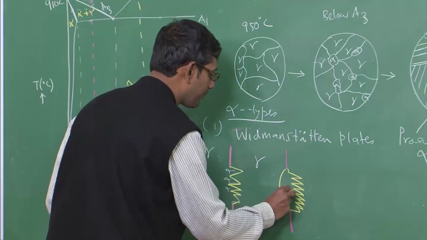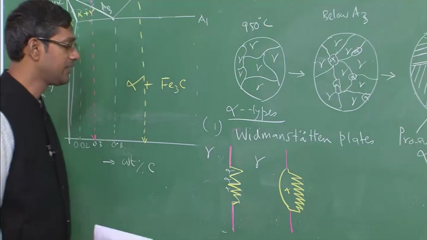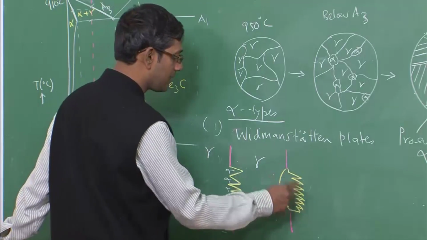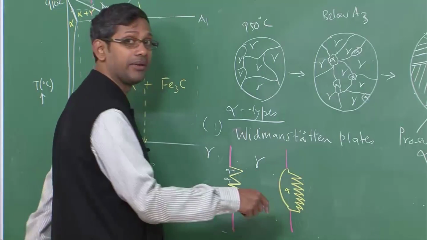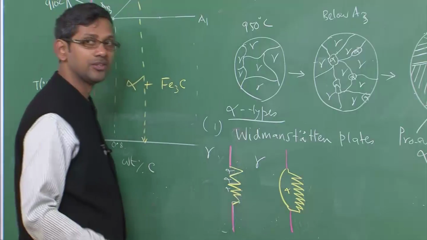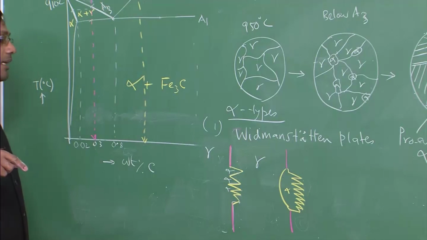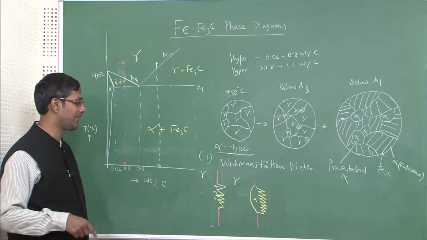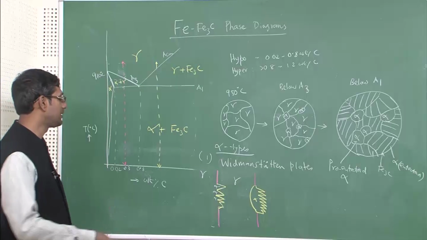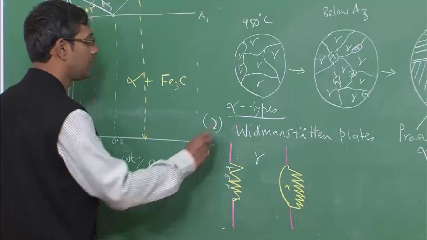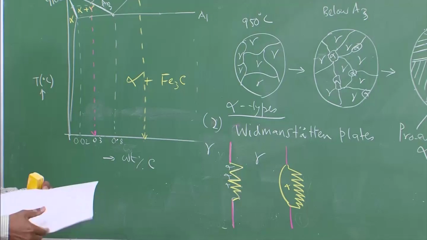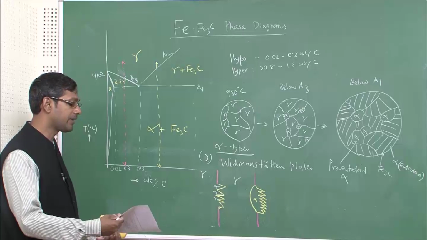As you see, this is alpha, and this is the boundary, the red color. This side has maintained a curved interface, and the other side is plates. So this is a mixture of the grain boundary allotriomorph and the Widmanstatten plates. That is the second type of alpha which is seen. The third type of alpha is intergranular alpha.